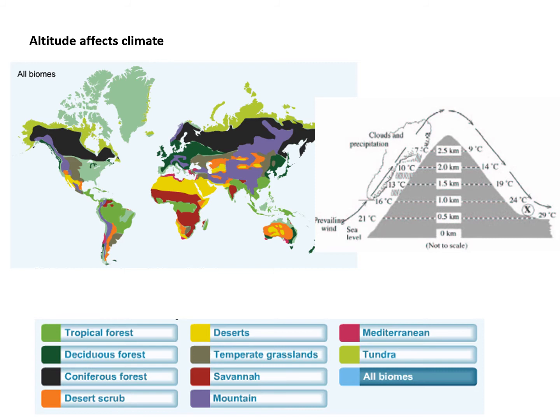The other way altitude affects climate is by forcing air to rise, which then cools, condenses, and we get relief rain on the one side of the mountain.